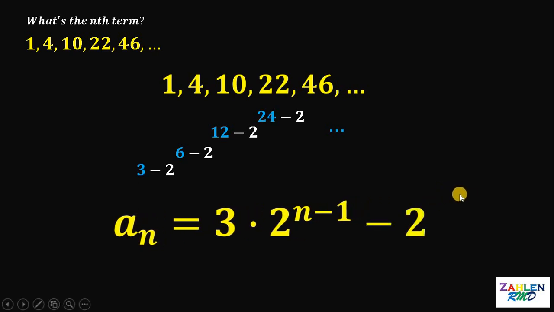Now, we can check this result. If we plug in 1, we get 3 times 2 raised to 1 minus 1, minus 2. And surely, we get 1. If we plug in 2, we get 4. If we plug in 3, we get 10. If we plug in 4, we get 22, and so on and so forth. Therefore, what is the nth term of the sequence? Our answer is a sub n equals 3 times 2 raised to n minus 1, minus 2. And we are done.